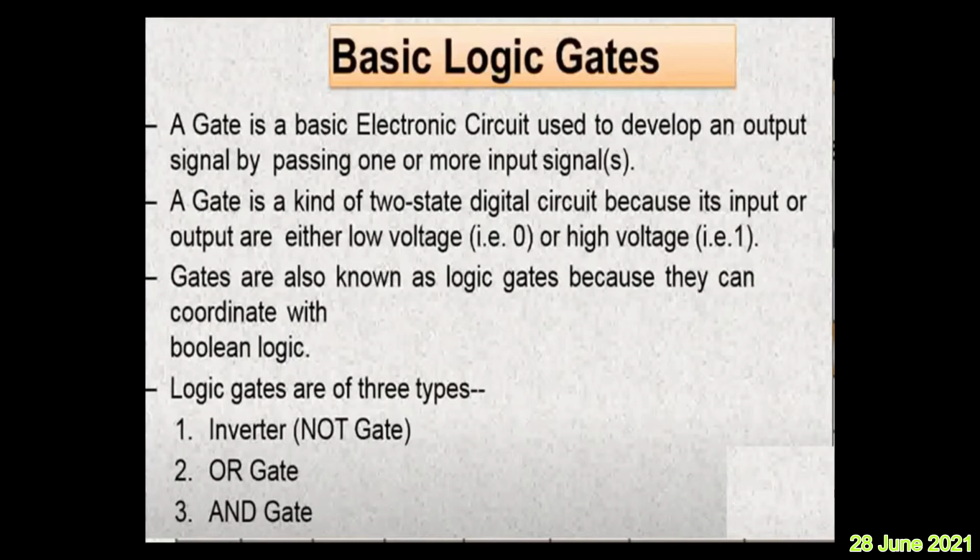Gates are also known as logic gates because they coordinate with Boolean logic. Any electronic circuit may be called a gate, but the name logic gate is given because Boolean logic is used in establishing these gates. So basic logic gates are of three types: the inverter, also called a negator or NOT gate, the second one is the OR gate, and the third is the AND gate. These gates are designed based on the logical operations NOT, OR, and AND.